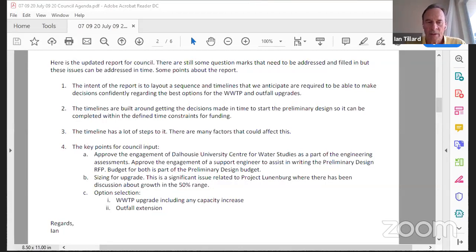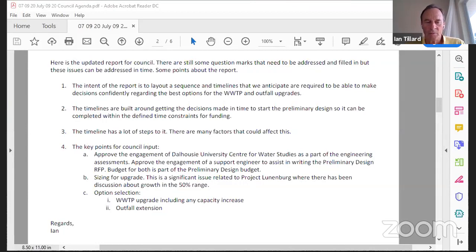But the key points really are a few things for council. We're not looking for decisions today, but just to keep in mind that we'll be coming back with requests around these. One of those is looking at the engagement of the Dalhousie University Center for Water Studies as part of the assessment process. And I'll talk a little bit more about that. And also the engagement of a support engineer to help us write the preliminary design RFP. We consider both those activities to be really part of the preliminary design budget. So we haven't worked out details on how that would actually all happen just yet, but stay tuned on that.